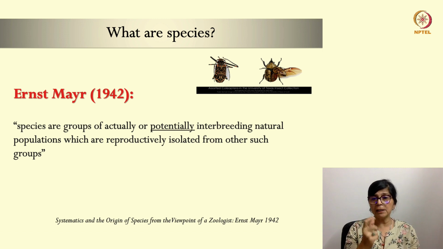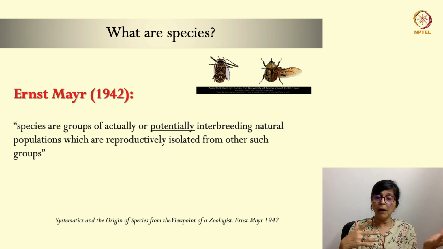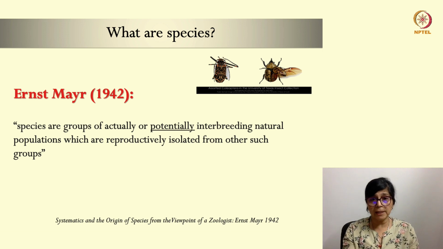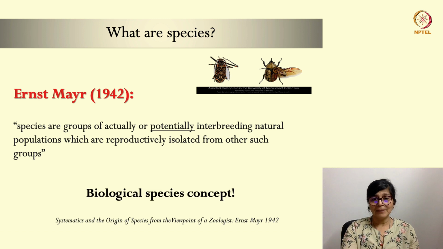What is a potentially interbreeding natural population? For example, take that example of the crow, two crows, they were separate species. The raven is in a different part, the gray crow is in a different part. They look pretty different from each other. But when they come together, they are still potentially interbreeding. So should we call them a separate species? What do you think, right? So this is the biological species concept.